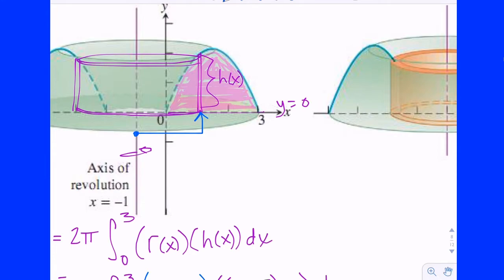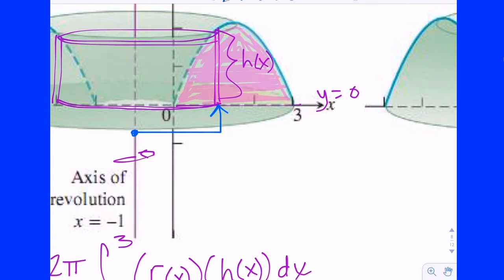The question is, how far is it from the axis to any one of those vertical slices? Well, here's what I do know. To get from x equals -1 back to the y-axis, I'm going to have to go every time 1 full unit, right? And then plus whatever the x value happens to be from 0 to 3. Remember, I'm slicing it from 0 to 3. So it looks like I'm going to go 1 unit plus whatever x is.